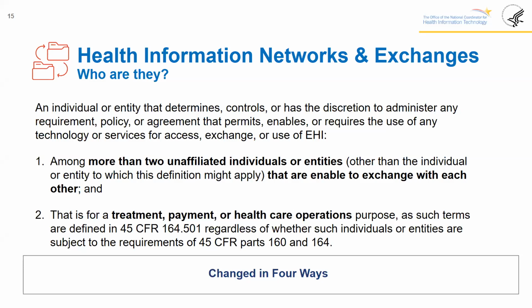Also, and a theme that you'll see here and we'll talk about more is alignment with HIPAA, in that we focus the scope of exchange on treatment, payment, and healthcare operations, as each of those terms are defined in the HIPAA rules. Again, this acknowledges the overlap between actors subject to information blocking that are also covered entities or business associates under the HIPAA rules. And the last key change is that we revised the definition so that it has to be more than 2, so essentially 3 unaffiliated entities besides the HIN or HIE themselves. In the proposed rule, we said it just had to be 2. And the other key part is that those entities have to be enabled to exchange with each other.